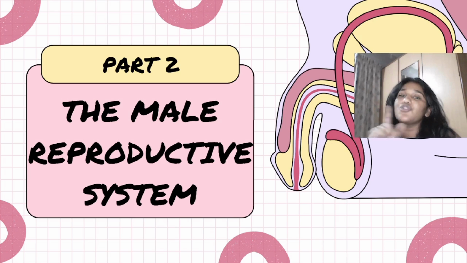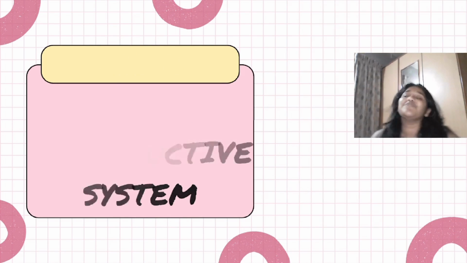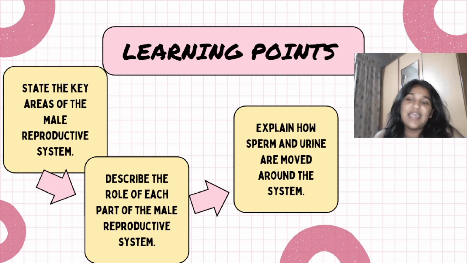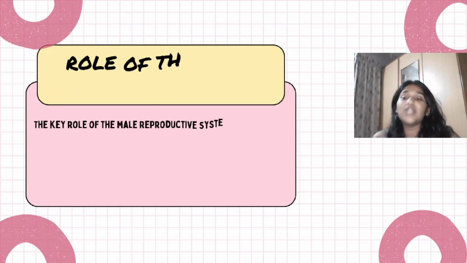So let's go. Today we are diving into something called the male reproductive system. Okay, so let's dive in. What we'll be learning in this chapter: we'll learn about the key areas of the male reproductive system. We'll learn about the role of the male reproductive system. We'll explain how sperm and urine are moved around in the very same system. Okay, so let's go in.